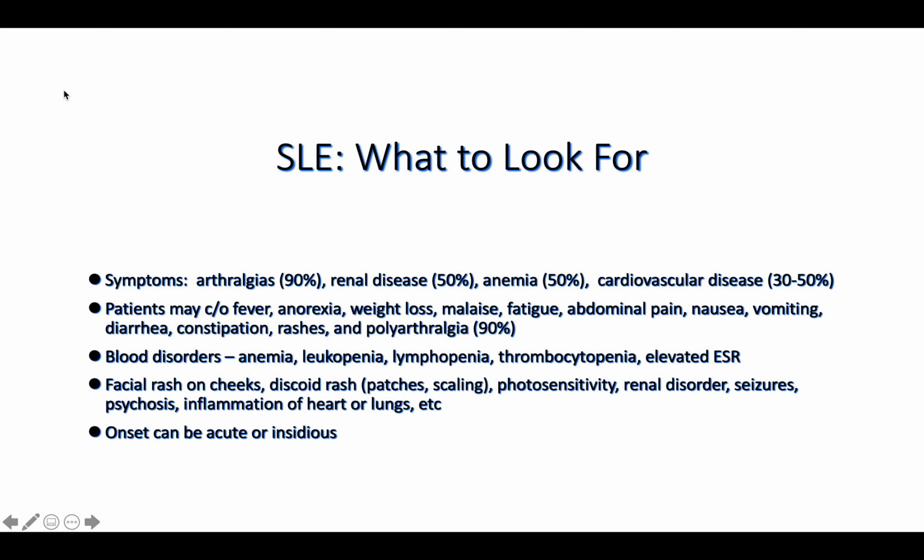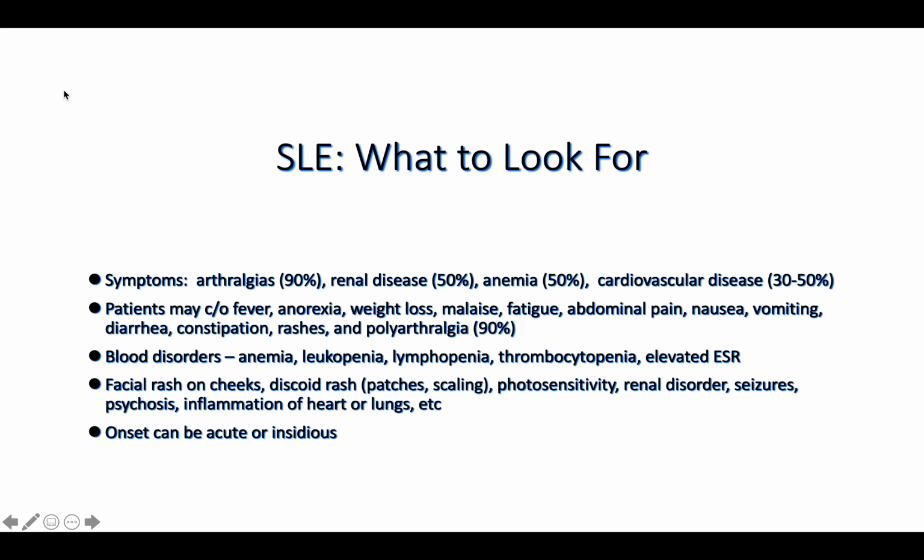They may have fever, anorexia, weight loss, malaise, which is like a flu type feeling. Fatigue, again, due to lack of hemoglobin. Abdominal pain, nausea, vomiting, diarrhea, you can read the rest. Polyarthralgia, 90% of the patients have that, which means a lot of joints are having pain. Arth means joint. Algia is pain.